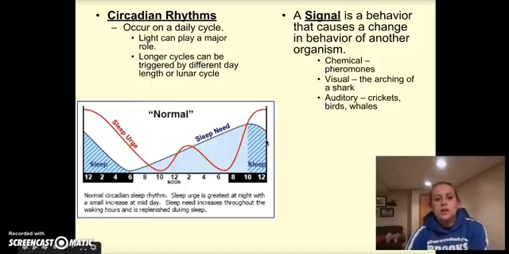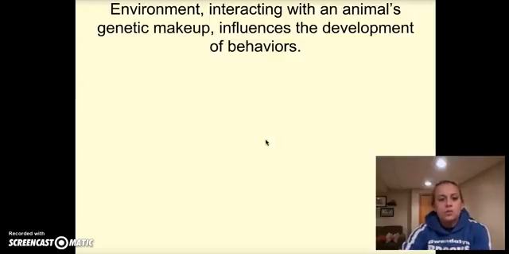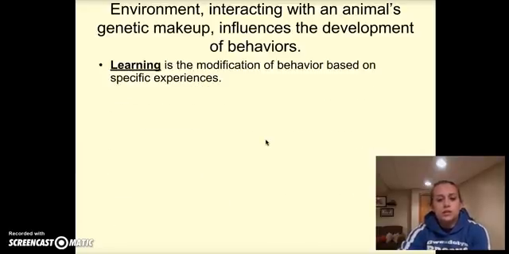A signal is a behavior that causes a change in behavior of another organism. So you can have a chemical signal such as pheromones, a visual signal, and the example here would be what you see when a shark is coming, or auditory signals. If you think of birds or crickets or whales and the noises that they make, those are signals to other organisms.